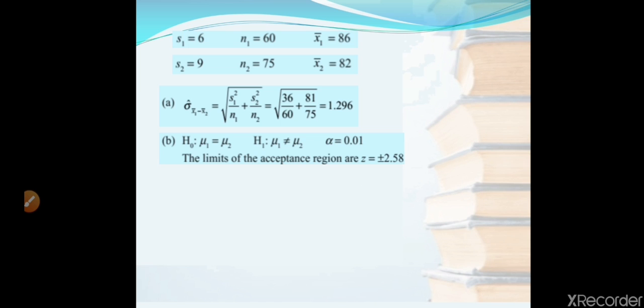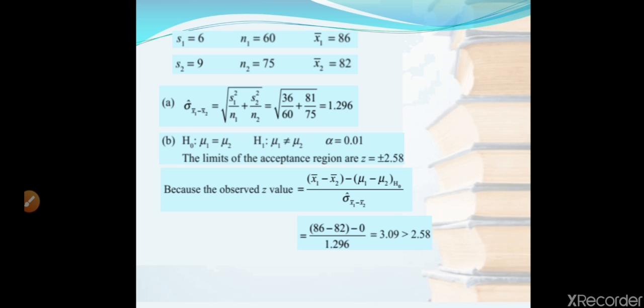Null hypothesis is mu1 is equal to mu2. Alternate hypothesis is mu1 is not equal to mu2. At alpha equal to 0.01, from the table 1, we take z as plus minus 2.58. And the observed value we can find out. Z is equal to x1 bar minus x2 bar minus mu1 minus mu2 under H0, divided by sigma cap x1 bar minus x2 bar. Here again mu1 minus mu2 under H0 is 0.